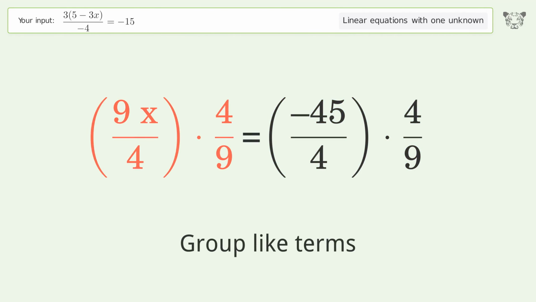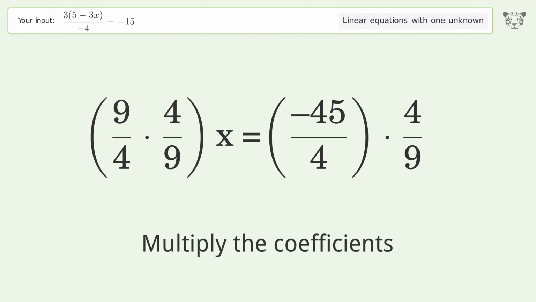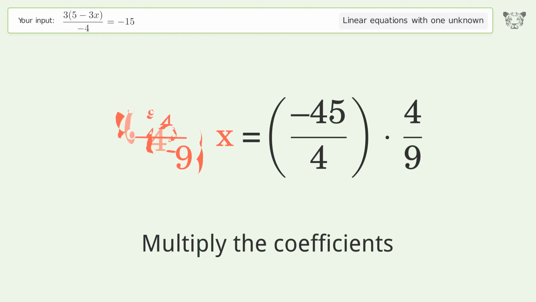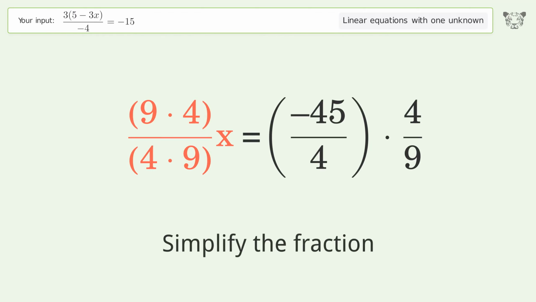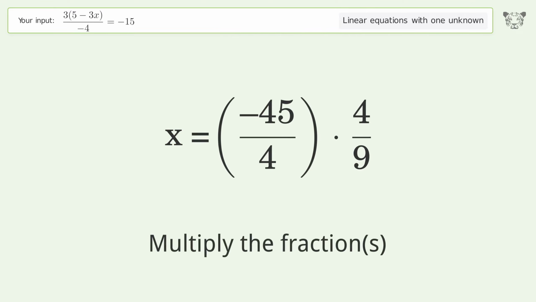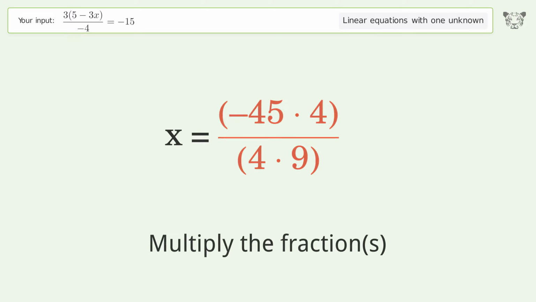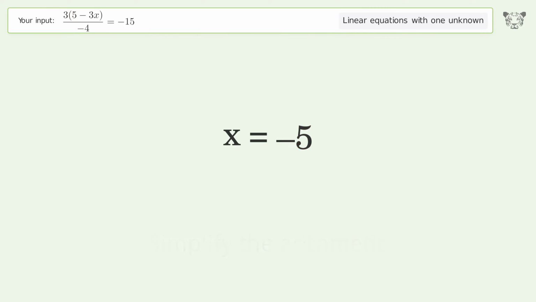Group like terms. Multiply the coefficients. Simplify the fraction. Multiply the fractions. Simplify the arithmetic. And so the final result is x equals -5.